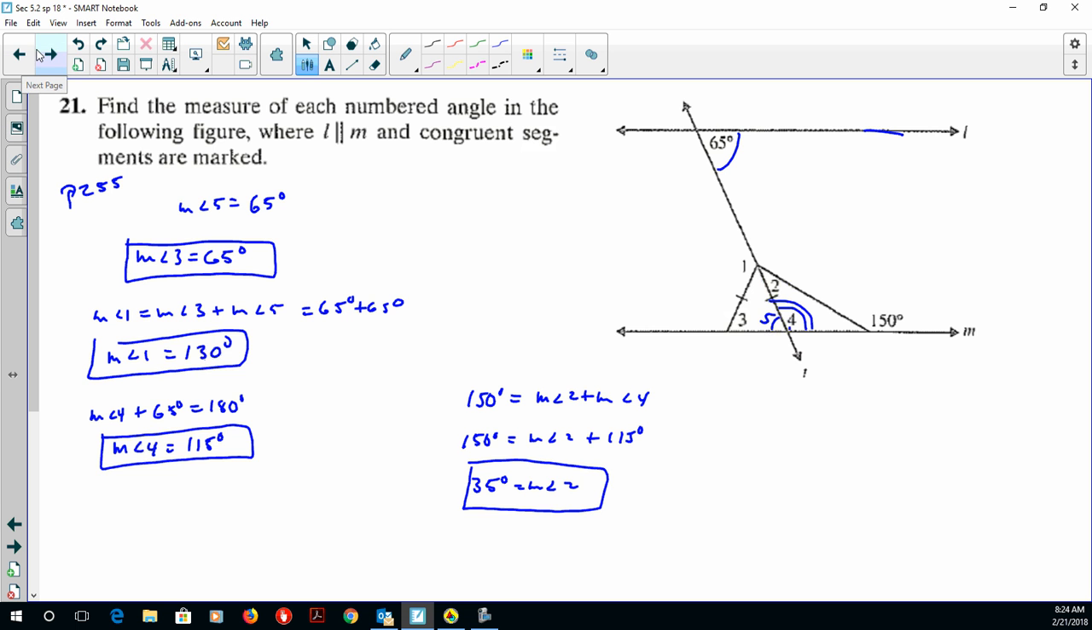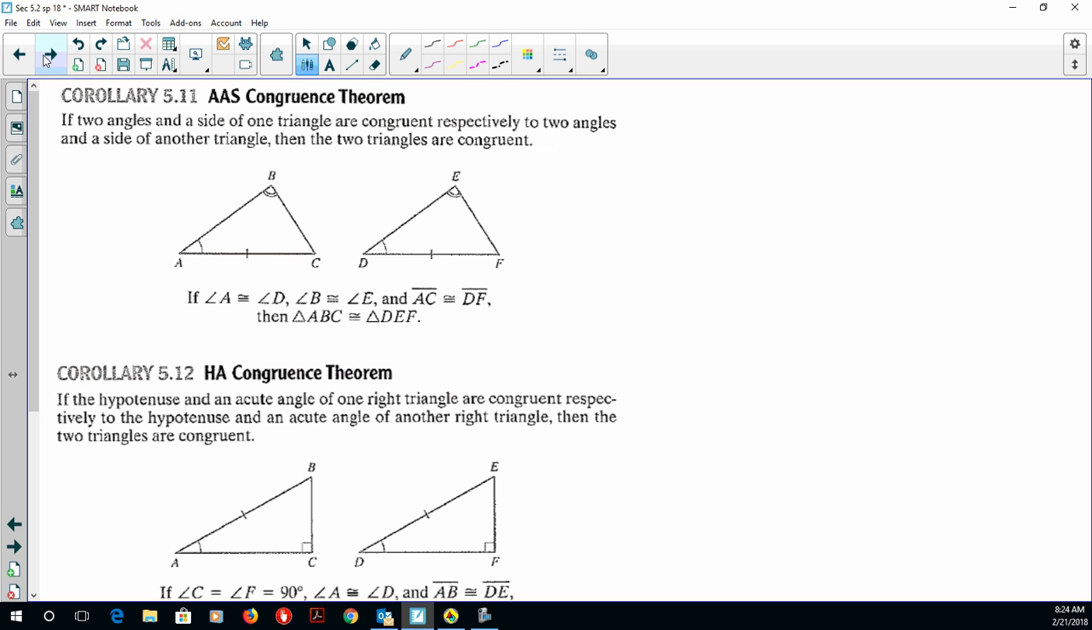Okay, let's go back to the book, to the sections here. We're looking at corollaries of 5.9, and those are that the angles add up to 180 degrees. And I'm not going to formally prove these. Let's just point out the important things here.